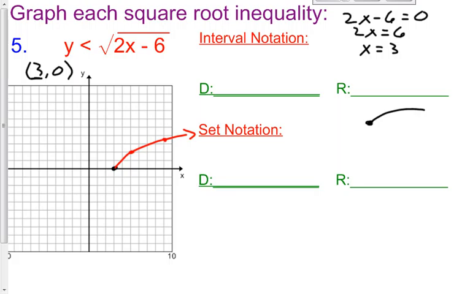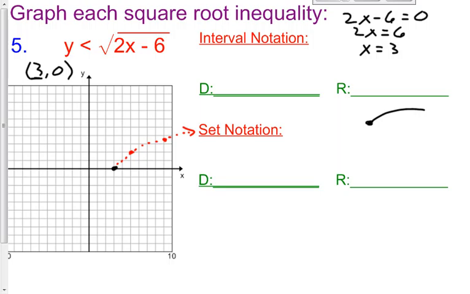However, remember this is an inequality, so it's not an equal sign. So we're not going to have a solid line connecting those dots. What we're going to have is a dotted line, because if it's less than, we're going to use a dotted line. So that's what our graph looks like.